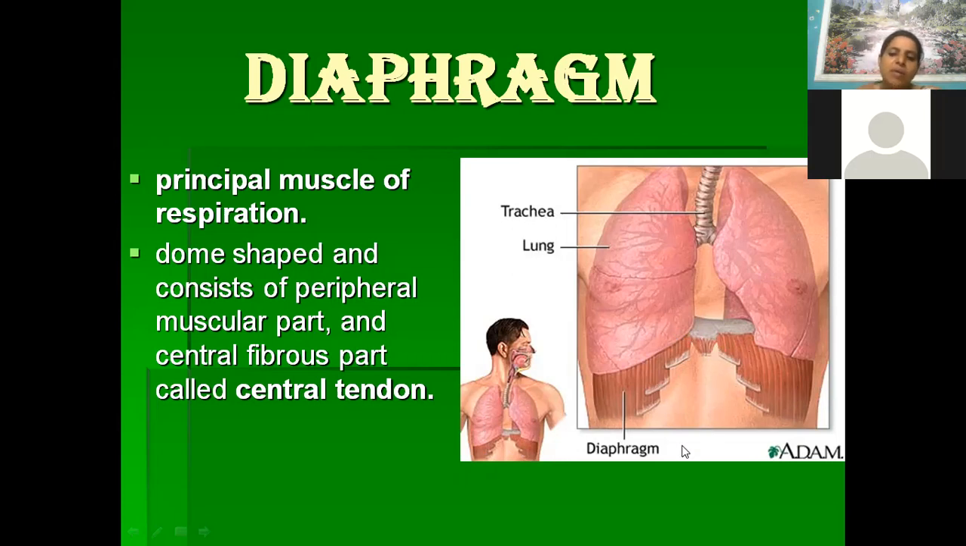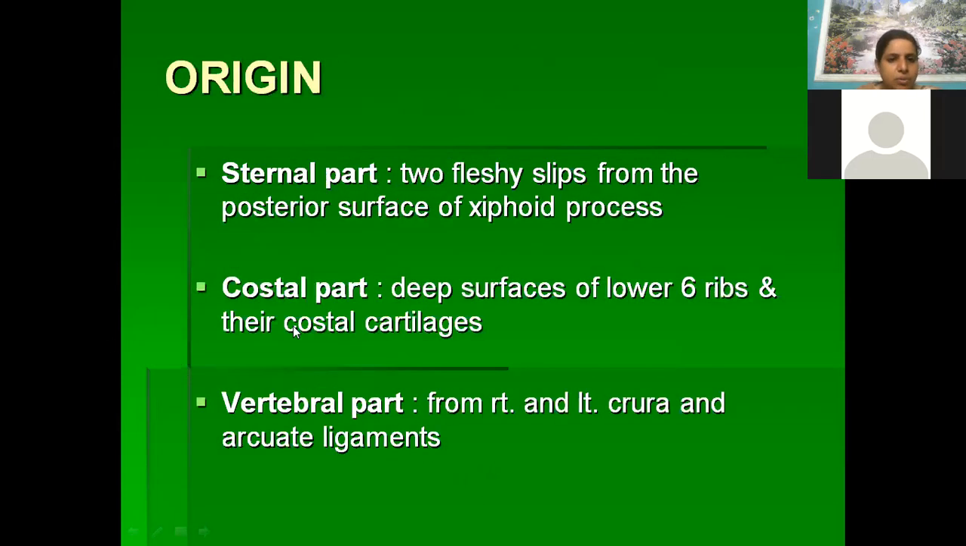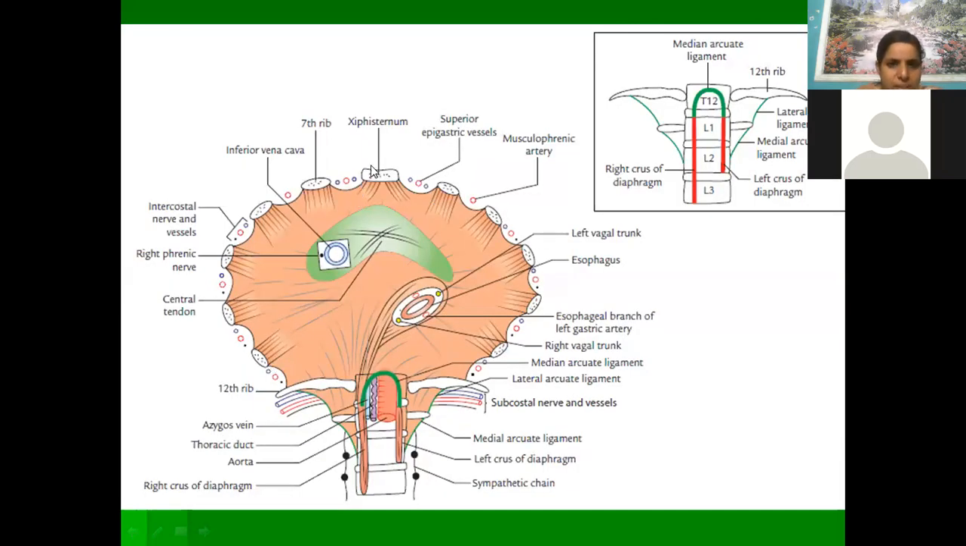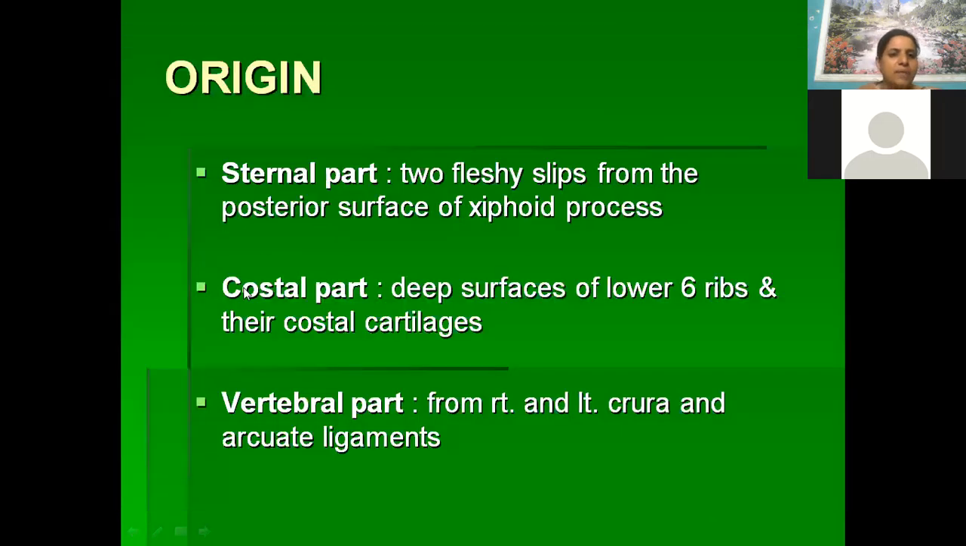So posteriorly what do we have? We have lumbar vertebrae. So it will be coming from lumbar vertebra. So that means origin, it has a sternal part, a costal part, and then a vertebral part. So the sternal part, I'll show you. See, this is the sternal part which is coming from the posterior aspect of the xiphoid sternum. Okay, these are all ribs, whatever has been shown, like 1 2 3 4 5 6. Actually on either side you will have 6. So deep surfaces of lower 6 ribs and their costal cartilages, that is the costal origin.